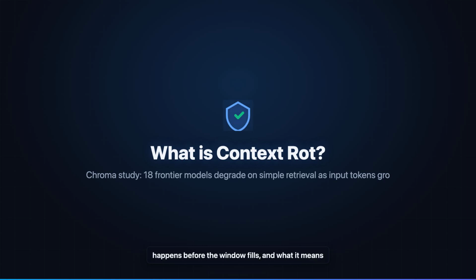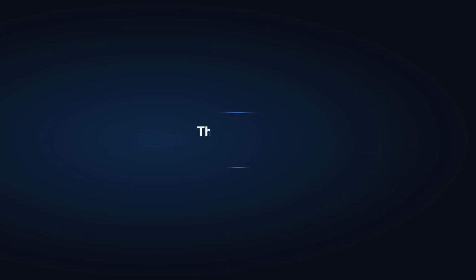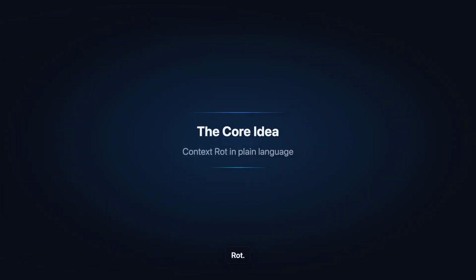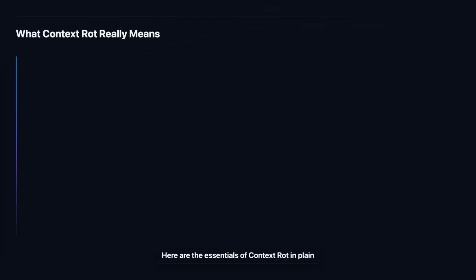They call it context rot. Over the next few minutes we will unpack what they measured, why it happens before the window fills, and what it means for us. Let us start with the core idea behind context rot. Here are the essentials of context rot in plain language, what it is and why it was introduced.